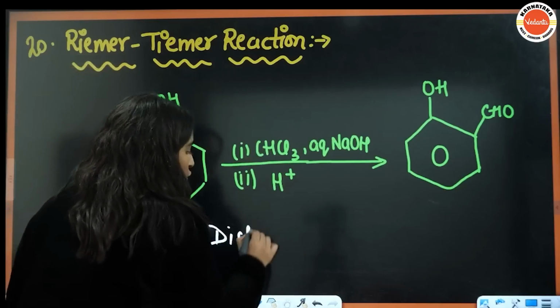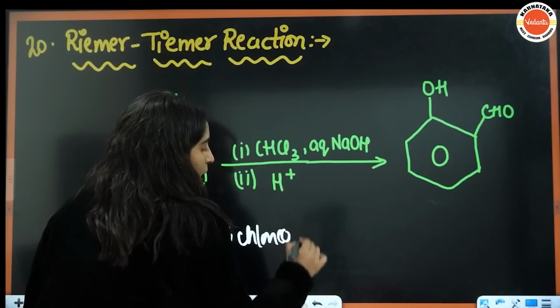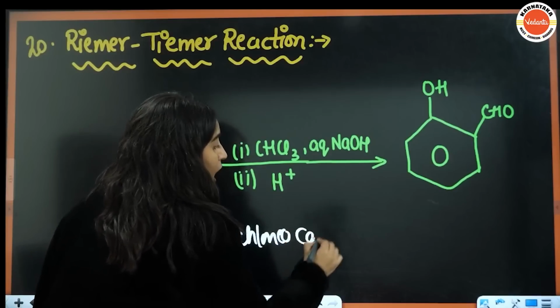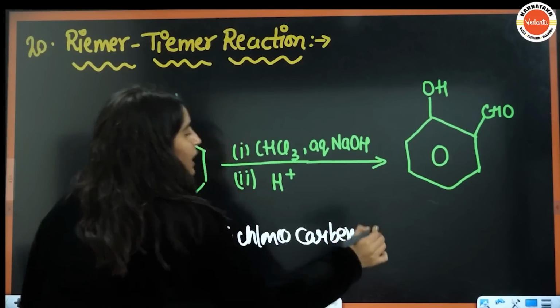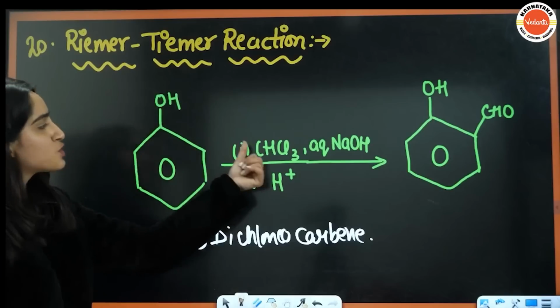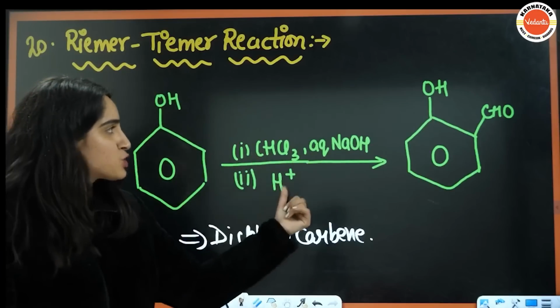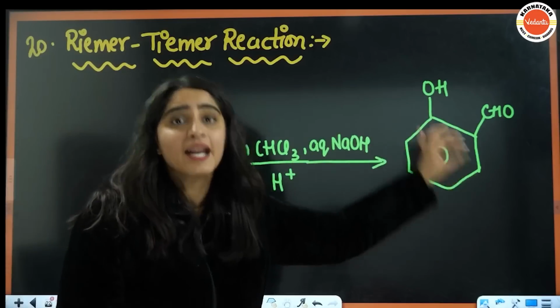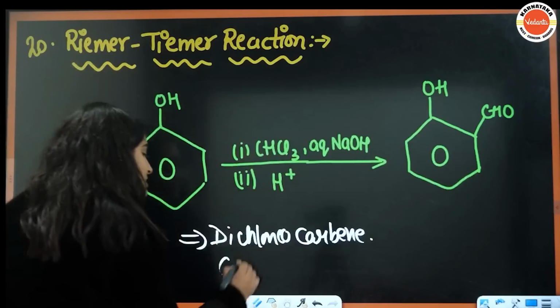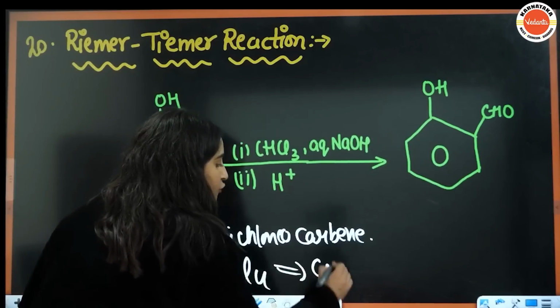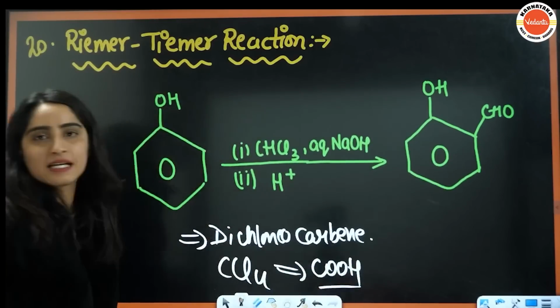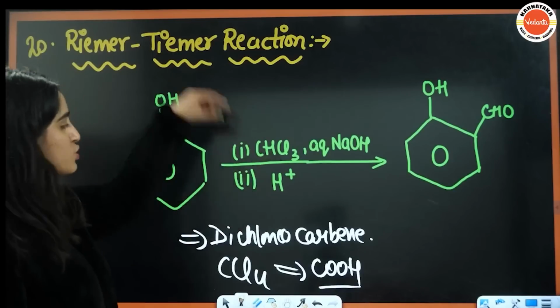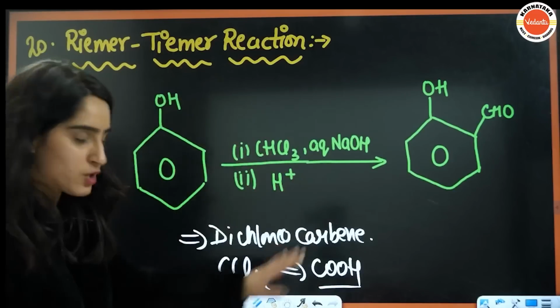That is dichlorocarbene. Dichlorocarbene is the intermediate here. If you are using CHCl3 and aqueous NaOH, you will get salicylaldehyde. And if you are using CCl4, you will get the formation of salicylic acid here. That is the difference. This is also Reimer-Tiemann reaction, but CCl4 is being used here.